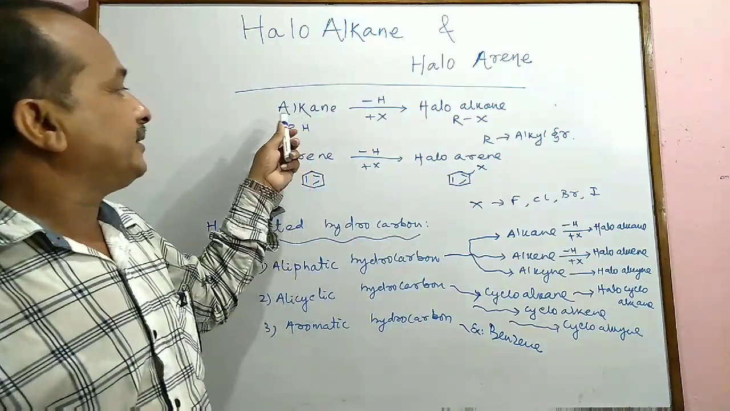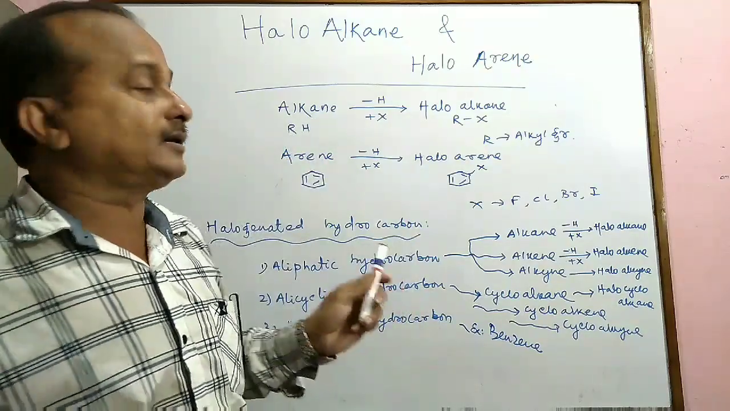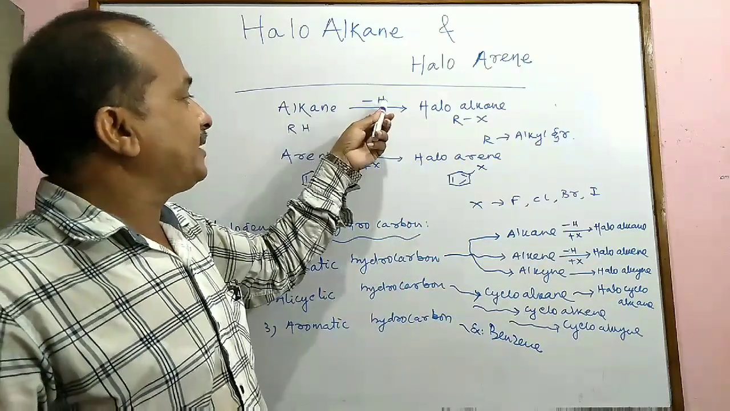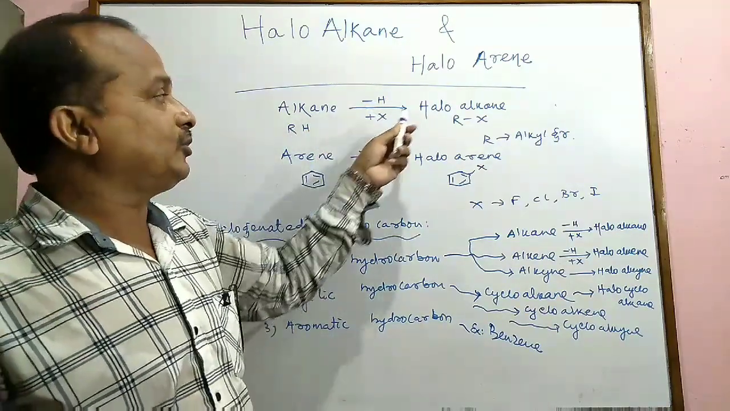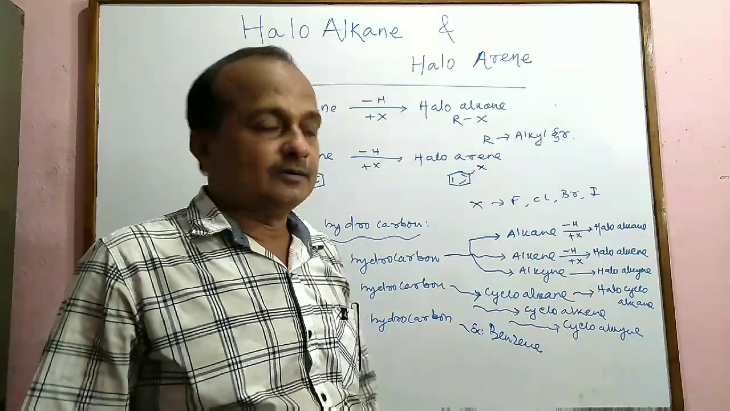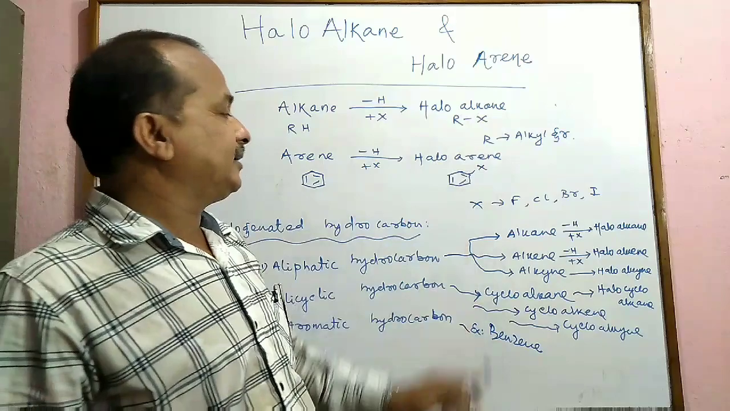So here I have written alkane, that is RH. What is R? R is the alkyl group. So when one H atom is removed from alkane and replaced by a halogen atom, we will get haloalkane. The formula is RX, where R is the alkyl group.